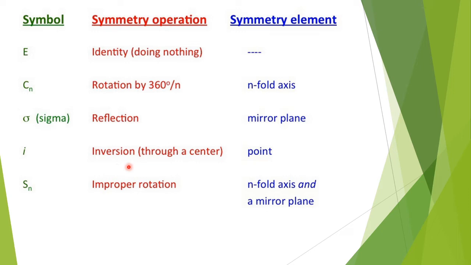Next is inversion center. Inversion is the operation performed and the point is the symmetry element, and it is denoted by small letter i. Next is improper rotation, which is the operation, and the symmetry element here is an axis of rotation followed by a mirror plane perpendicular to the axis. You should also mention that it is perpendicular to the rotation axis. And improper rotation is denoted by capital S.